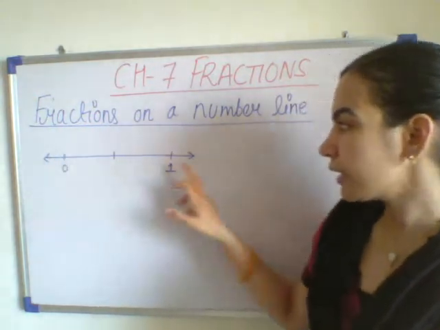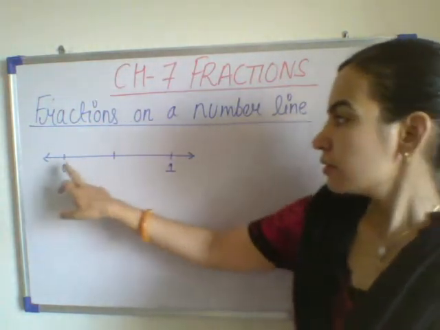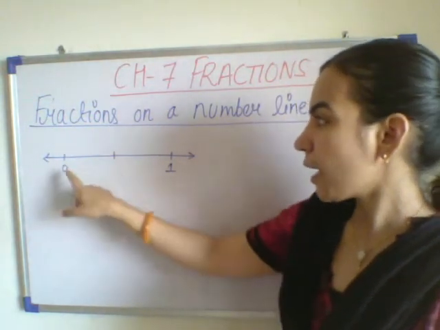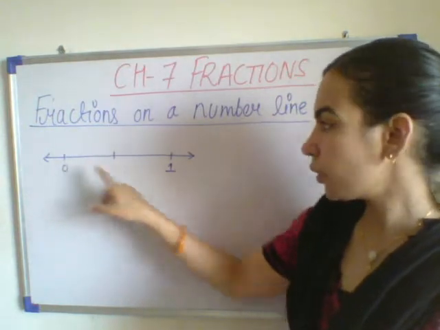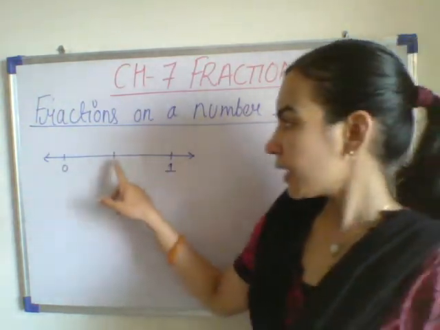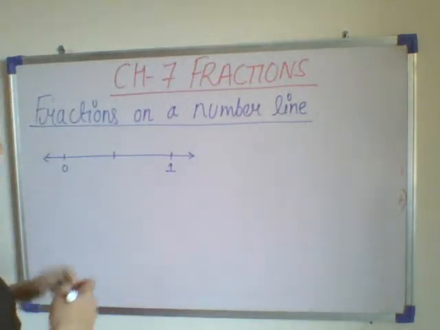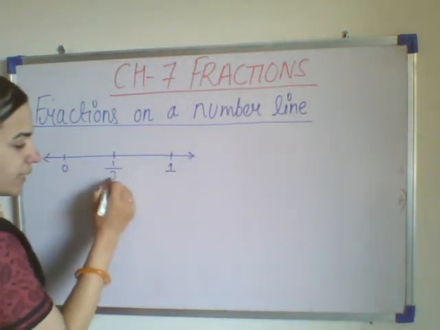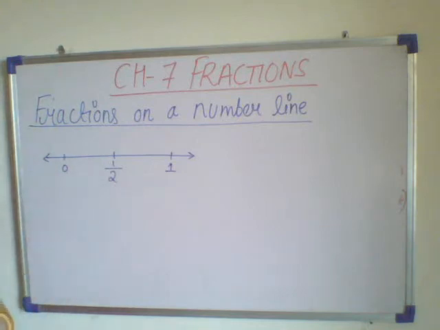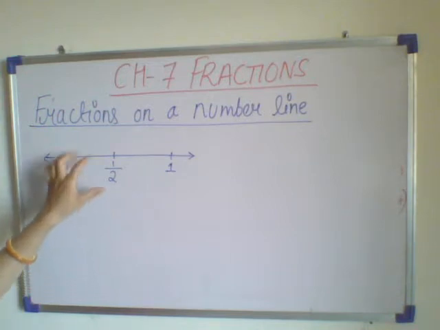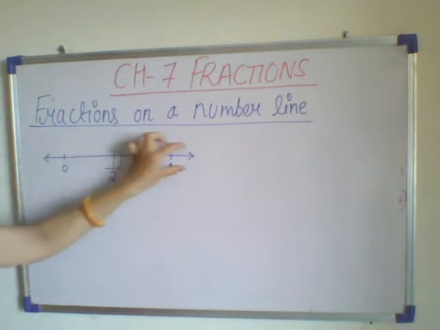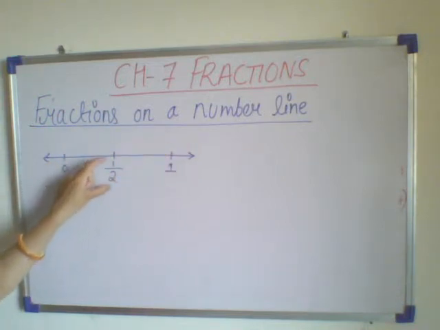Here I have drawn a line. On this line I have marked 2 points, 0 and 1. In between I have drawn a point. So I will name it as half. So fractions can be represented by points on a number line. This is a number line and we have represented this half, it is a fraction.